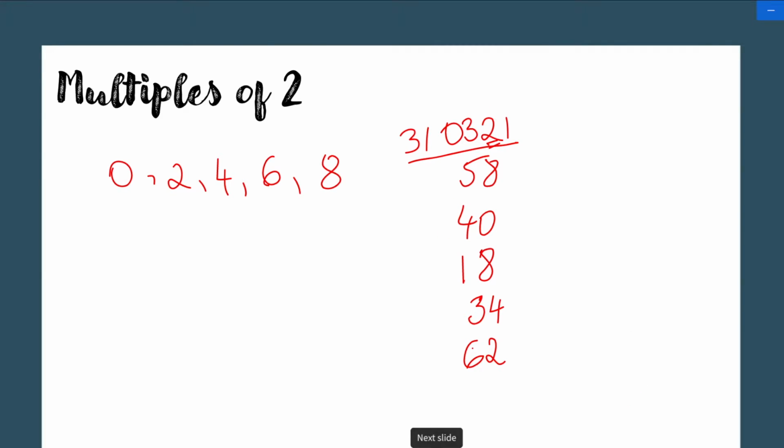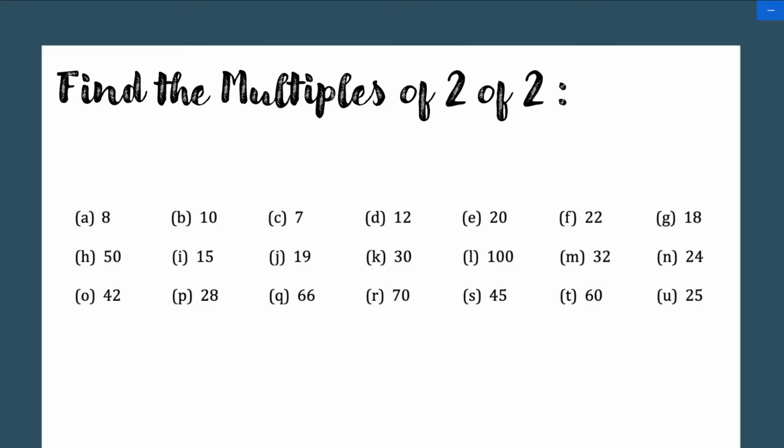Okay? So, here's your task. You have to identify the multiples of 2. You can just write on your paper the letters A, C, D and so on without writing the numbers, or you can just write the numbers without the letters, okay? Take a minute to do this, and I'm going to show you the answer after this.